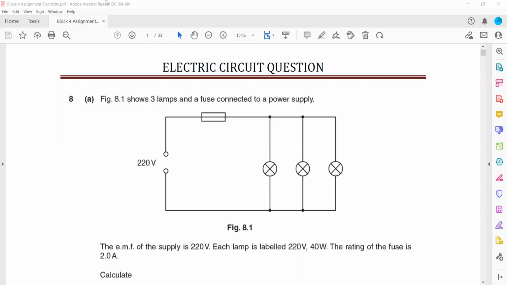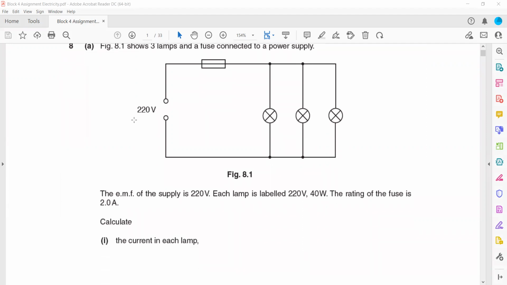So figure 8.1 shows three lamps connected in parallel, and there's a fuse which is connected in series. A fuse has its own rating, a maximum amount of current which it can allow, and if the current is too high, then the fuse will melt. So figure 8.1 shows three lamps and a fuse connected to a power supply.